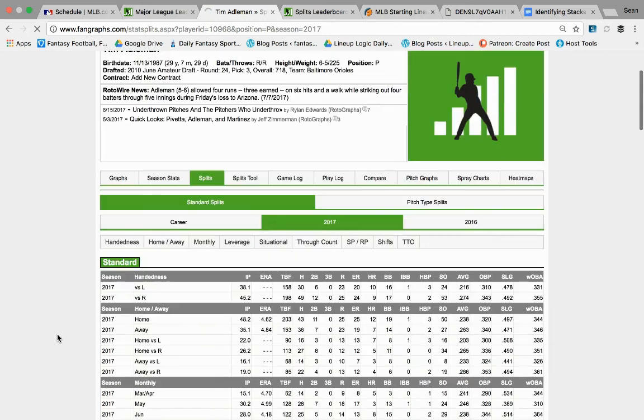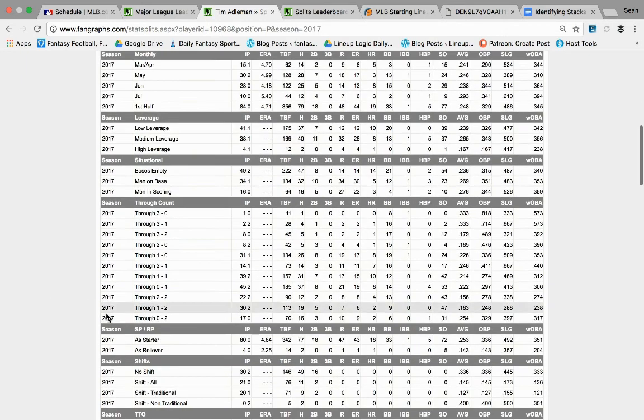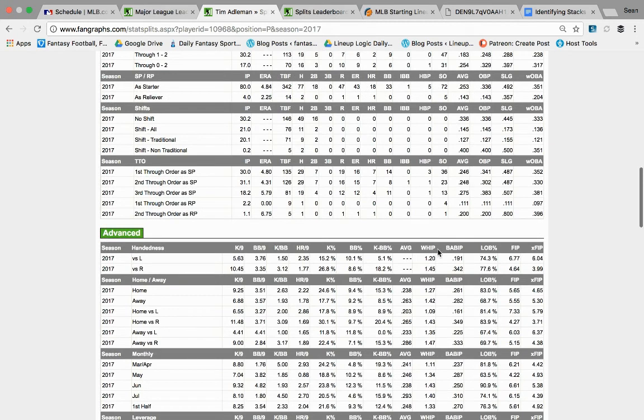We'll go to his splits and figure out who's hitting him harder. And it seems to me like it's the lefties that he struggles with. His xFIP is up at 6.04 against lefties, 3.9 against righties, which means he's a respectable, kind of league average pitcher against righties. K rate 26%. But against lefties, he's really, really struggled. You see the walk rate is elevated there as well.